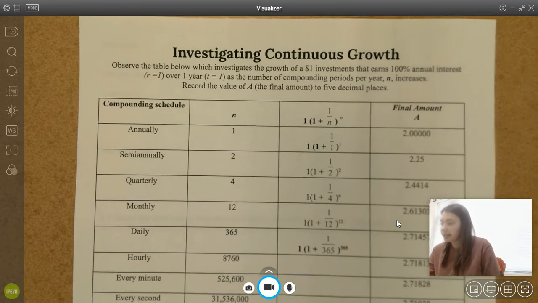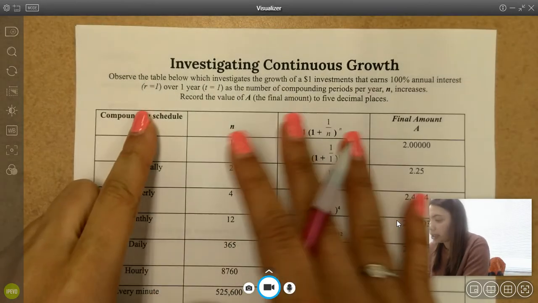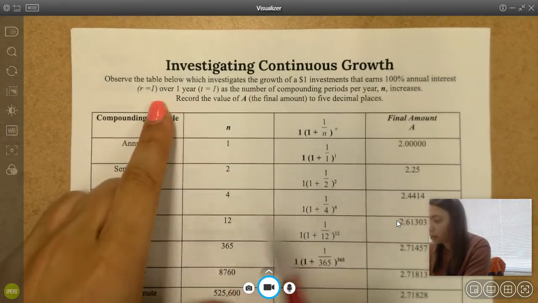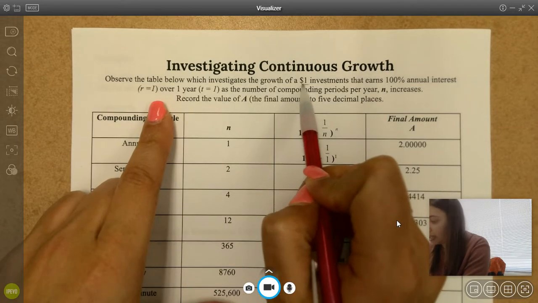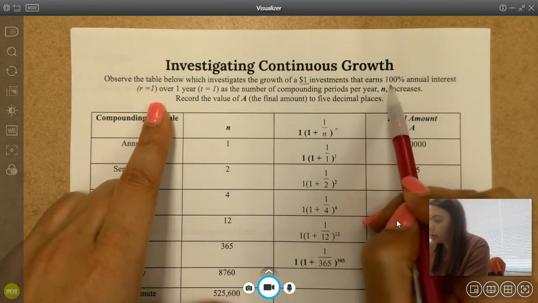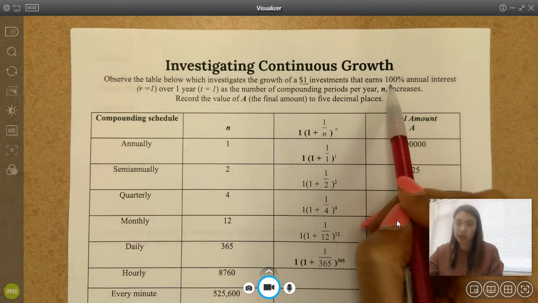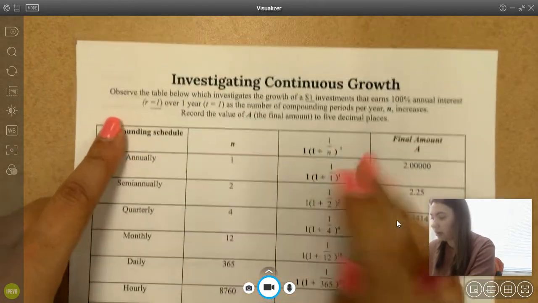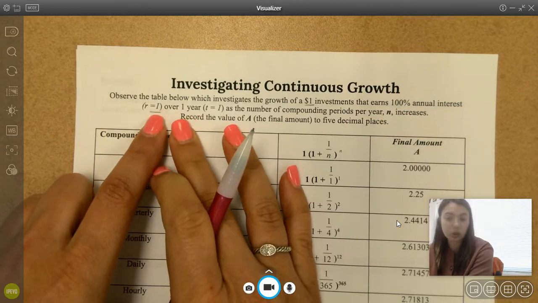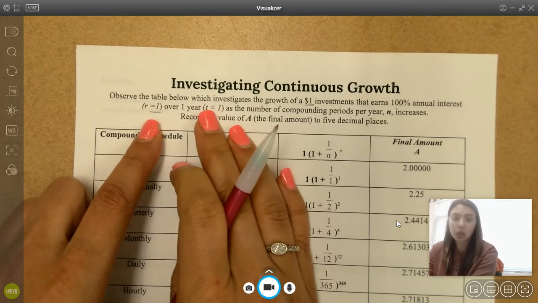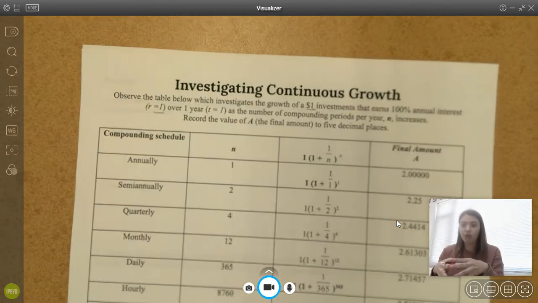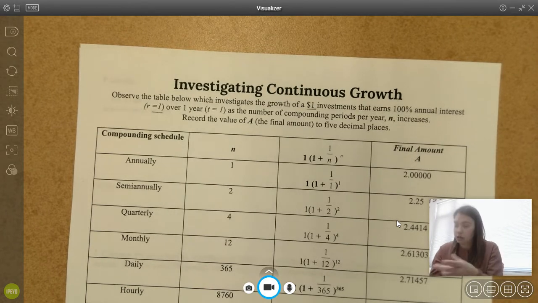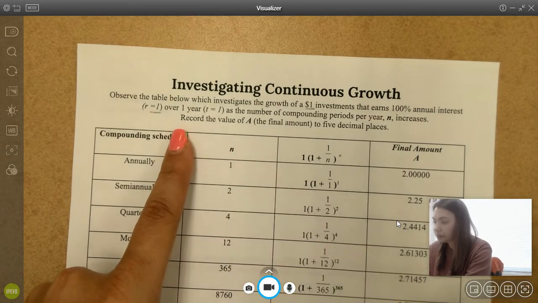So when we talk about continuous growth, we're going to start off by looking at this table, which investigates the growth of a $1 investment that earns 100% annual interest. So that means that our rate is 1, okay? Changing 100% to a decimal is just 1.0. And we're looking at this data over the period of 1 year. So our time is 1.